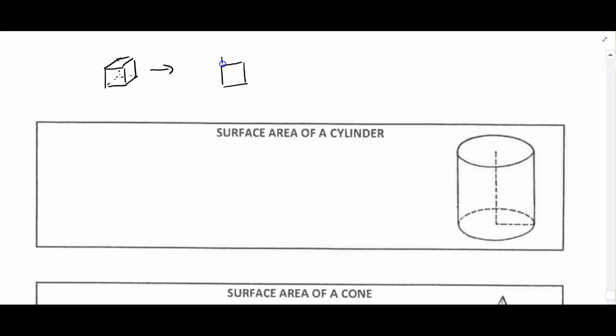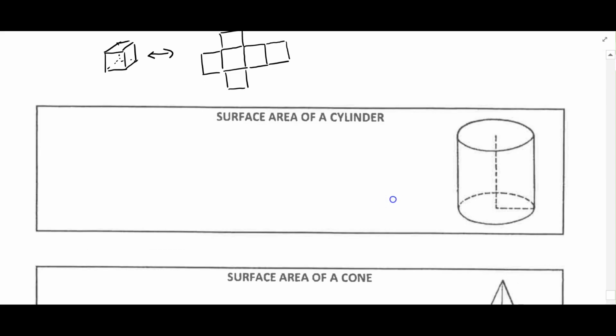whole bunch of squares. So it would look like this, and then this would be the sides. We'd also need one more for the top. So this would be a possible net. So if I folded this back up, I could get the cube. So I'm going to do the same thing with a cylinder here.